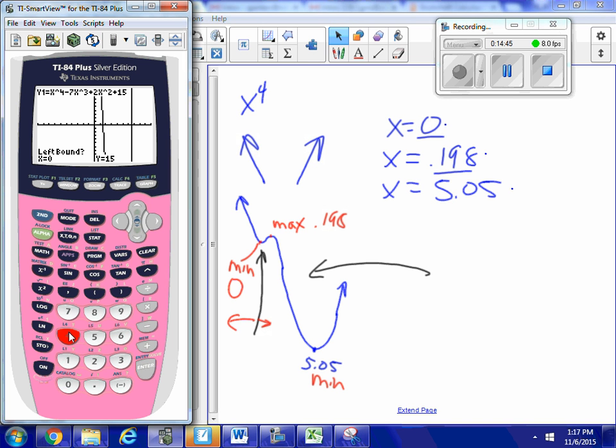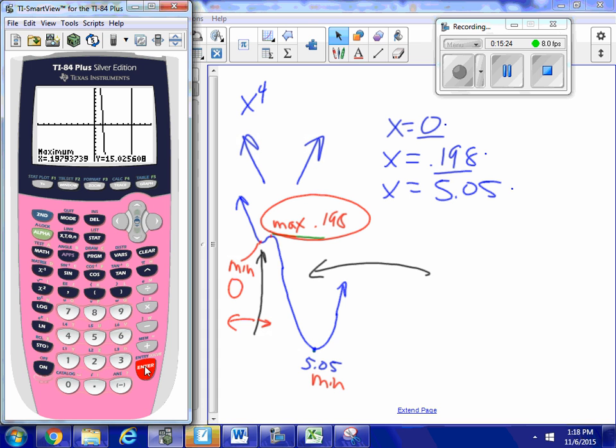So I have a maximum at 0.198, so I'm going to make my left bound a little bit more than 0, so I'm going to go 0.01. And I'm going to make my right bound anywhere in between this x value of 0.198 and my other value here of 5.05, which is a minimum. So I'll make my right bound 4. And I hit enter. I'm not going to make a guess. And sure enough, it finds this maximum right here at x equals 0.198.